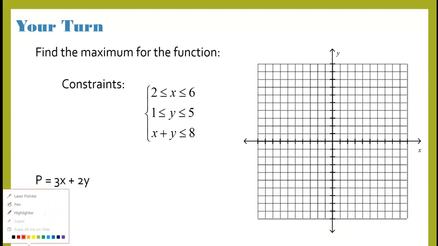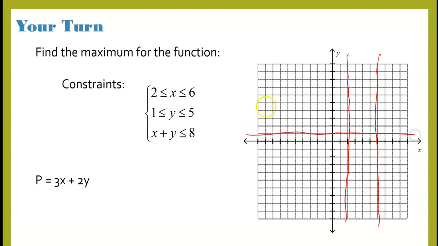All right, I'm back. So we've got the constraints that x has to be between 2 and 6. Means we've got vertical lines here and here. Sorry, I'm freehanding this. We've got y has to be between 1 and 5. Which means we've got those horizontal lines there. And we've got x plus y is less than or equal to 8, which looks like this. And so we're looking at this region right here.